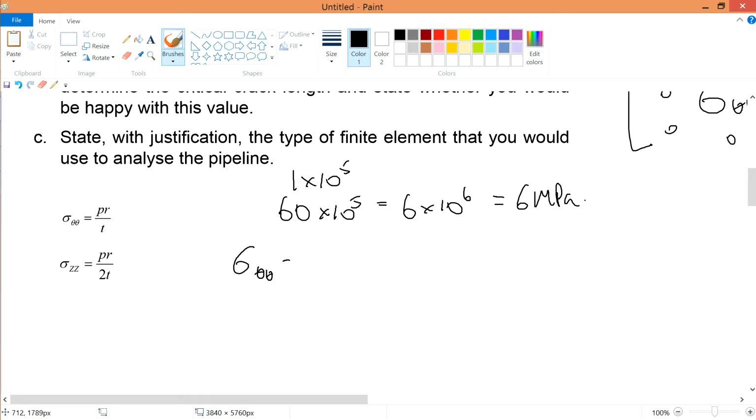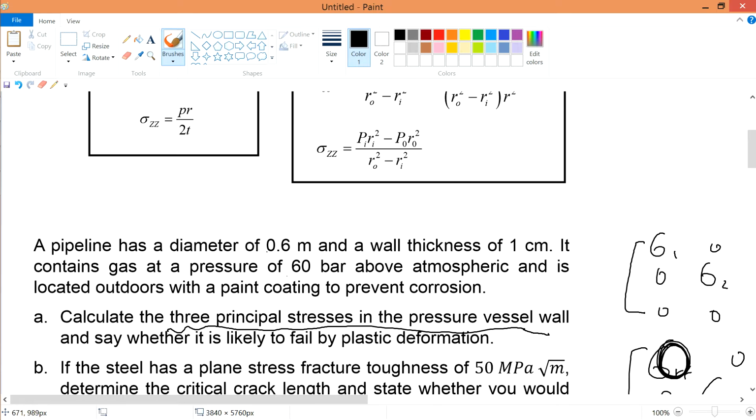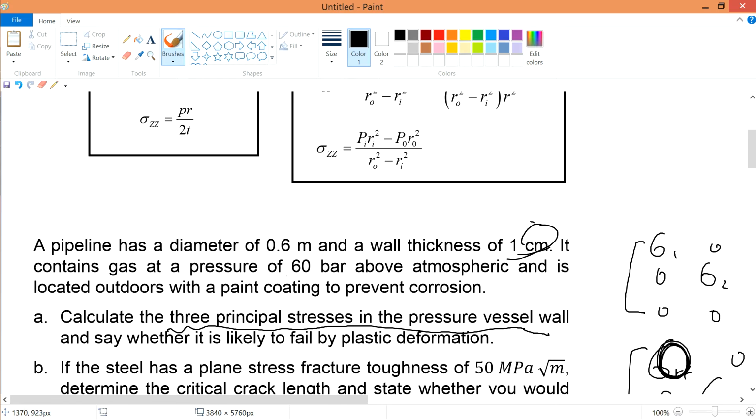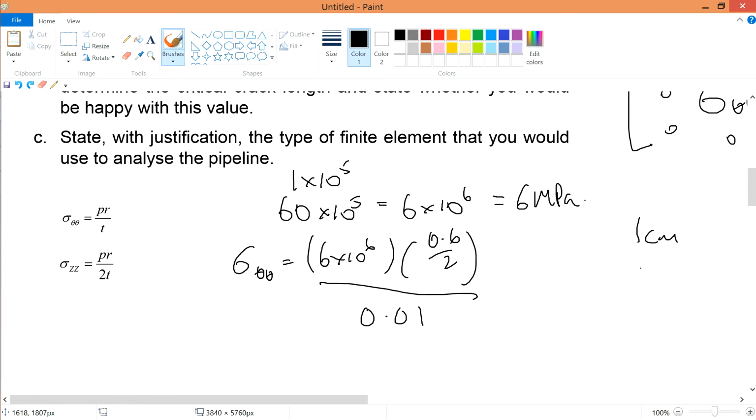Sigma theta is equal to my pressure, 6 times 10 to the power 6, multiplied by my radius, which is 0.6 divided by 2, because our outer diameter is given as 0.6, and then divided by your thickness. Your thickness is 1 cm, and divided by 100 to change to meters, it's 0.01. And what you have is 180 MPa.